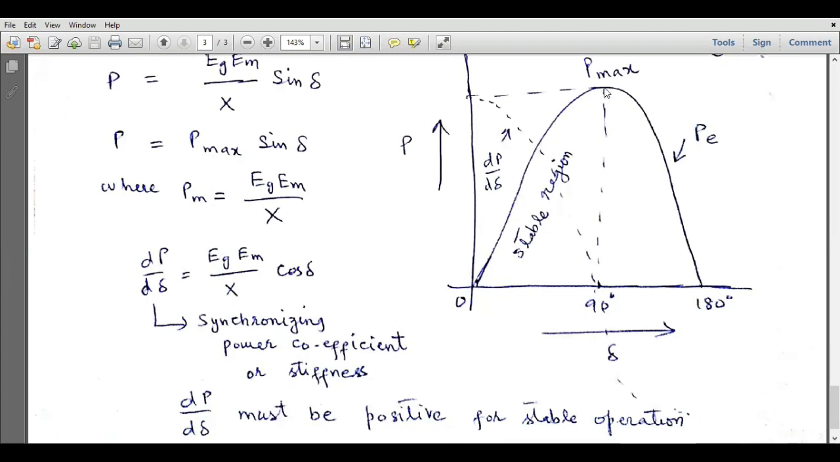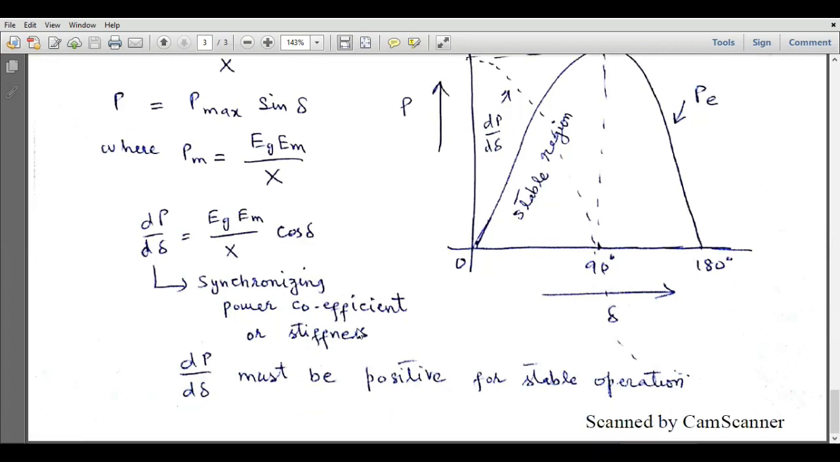This is our power. This is the maximum value at an angle of 90 degrees, and at the angle of 0 and 180 degrees, the power is equal to 0. Similarly, this is the plot of the derivative of power or synchronizing power coefficient, and it is equal to Eg Em over X cos delta. So it will start from here, and at 90 degrees, this derivative term will be equal to 0. So dP over d delta must be positive for stable operation. So the steady state stability will be ensured if we have positive values of dP over d delta.